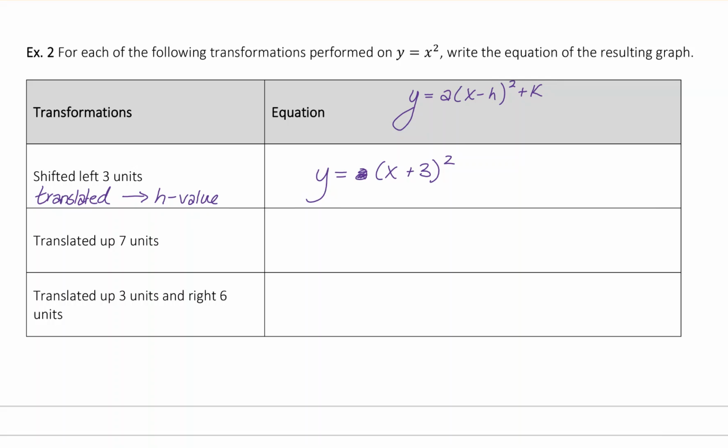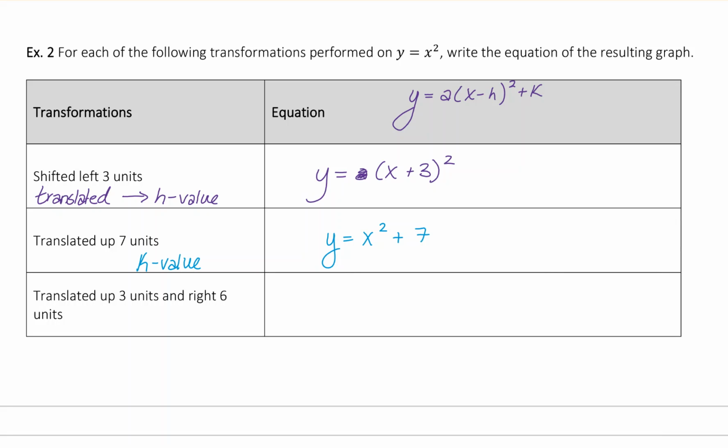Okay, the next one we're looking at, it says translated up 7 units. When we're looking at a translation up or down, this would be a k value. If we're going up, it's plus 7, so what you would do is y equals x squared, that's your base, and we're translated up, well, our k value is simply added or subtracted at the end, plus 7.